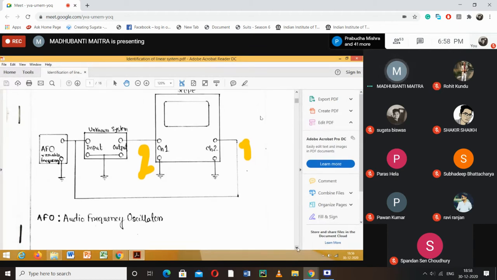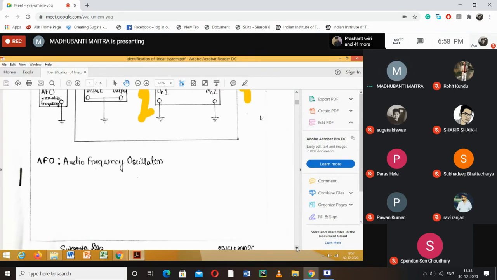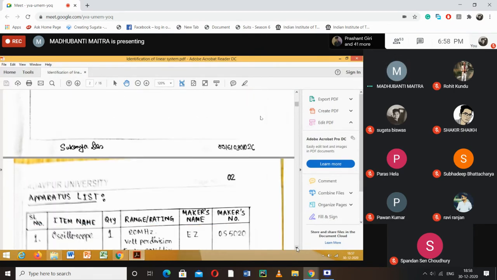So AFO is, yes, any question? No, ma'am. So AFO is the audio frequency oscillator, already have said.